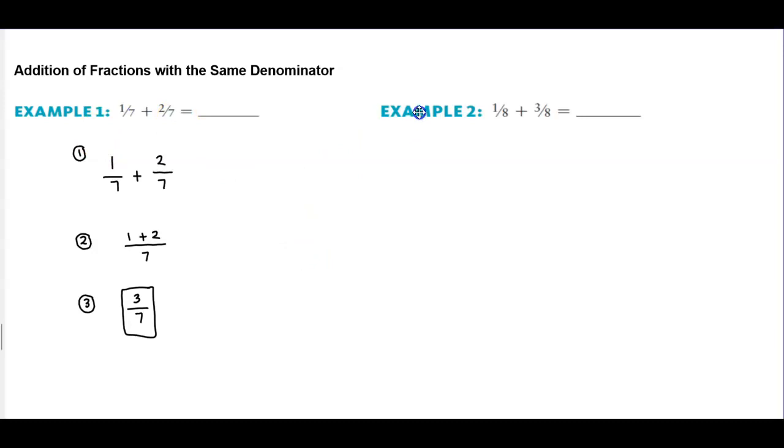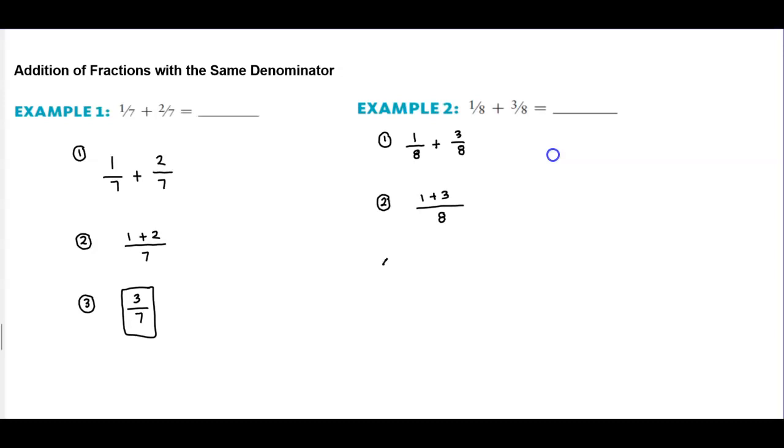Okay, now let's take a look at the second example. We have 1/8 plus 3/8. So let's go ahead and write that first. So we have 1 over 8 plus 3 over 8. Now again, they share a common denominator, so we're going to rewrite that with a common denominator of 8. And since we're adding, we're going to take 1, the first numerator, and add 3. And so therefore, we're going to get step 3. 1 plus 3 is going to give us 4 over 8.